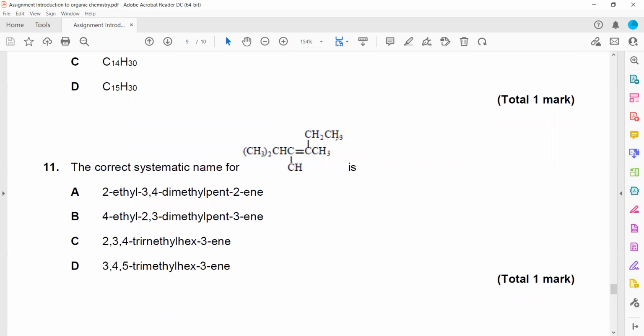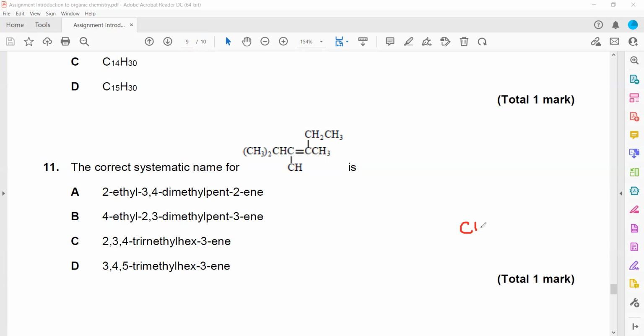So if I say this is 1, 2, 3, 4, 5, 6, 7, so this will make 7. Right? Because we have to include a double bond as well. The correct IUPAC name for this one: if I overall make the structure, it is like, starting from the right hand side.